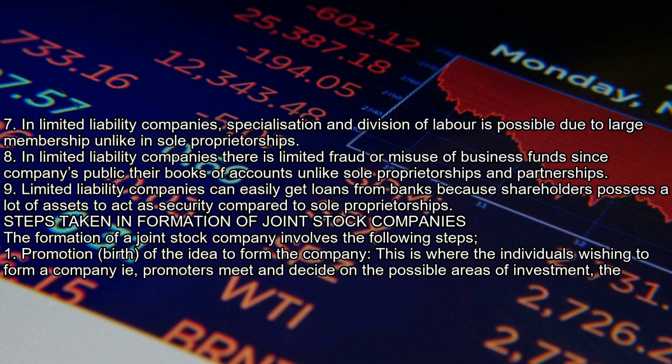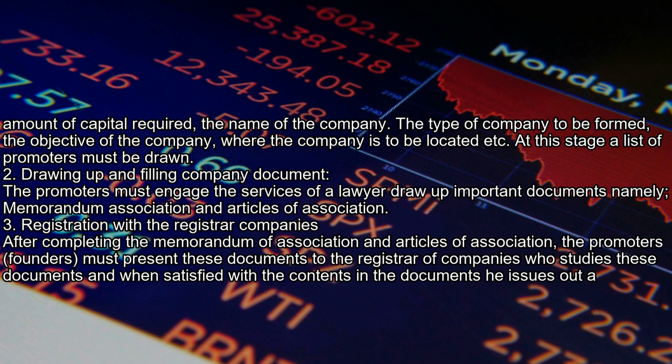Steps taken in formation of joint stock companies. The formation of a joint stock company involves the following steps. 1. Promotion: birth of the idea to form the company. This is where the individuals wishing to form a company, the promoters, meet and decide on the possible areas of investment, the amount of capital required, the name of the company, the type of company to be formed, the objective of the company, where the company is to be located, etc. At this stage, a list of promoters must be drawn.